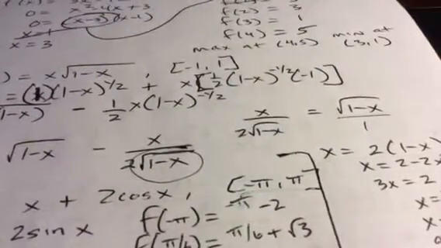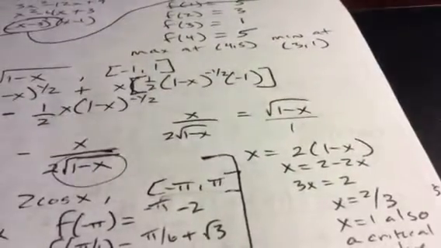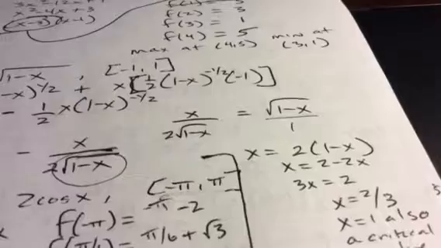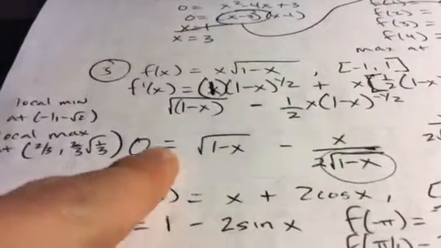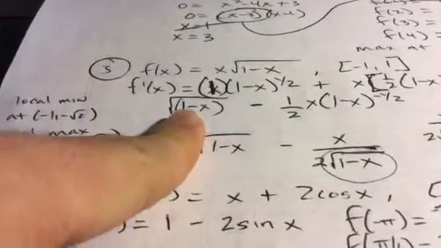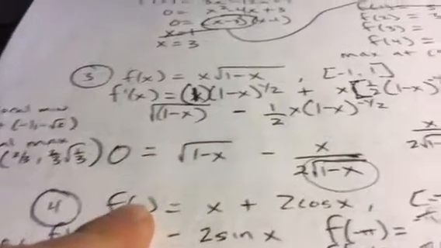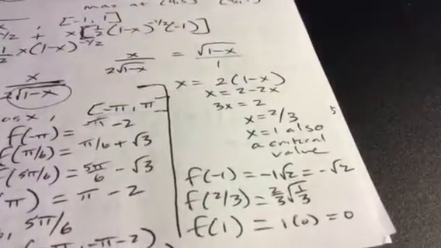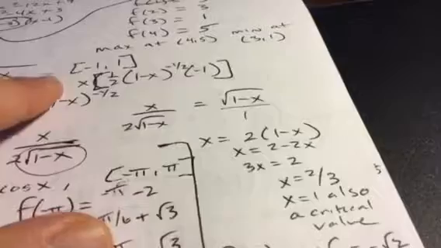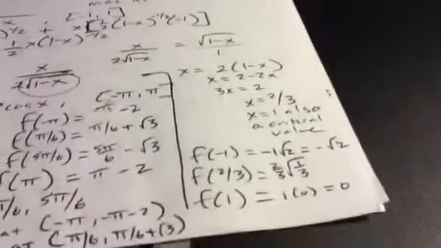Set that equal to 0, and then I moved this function over to the other side, added it to the other side. Do a little cross multiply, and you get x is 2/3. Now, x equals 1 is also a critical value because it makes the derivative undefined. Remember, if the derivative is undefined at that value, it is a critical value. Notice how 1 is also an endpoint of that interval, so we're going to use it no matter what. So 2/3 and 1, and then -1 right here is another critical value.